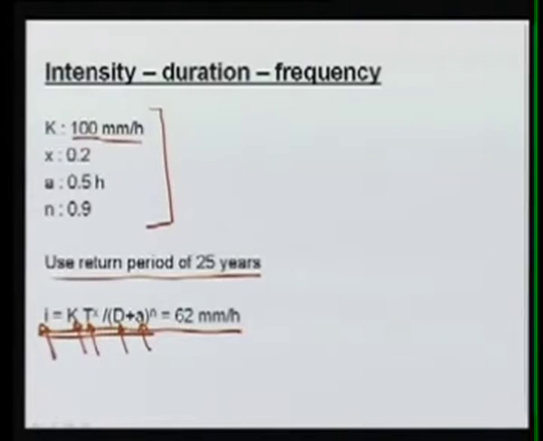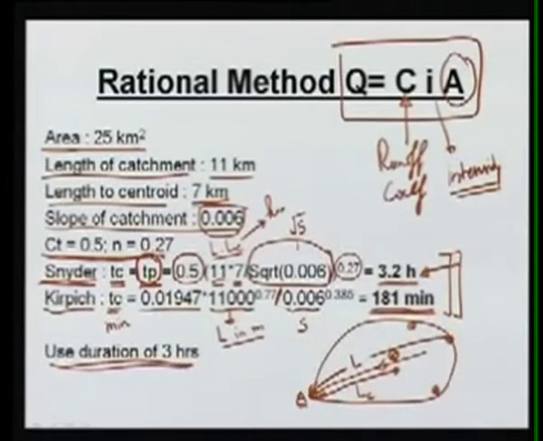So we put the value of K as 100 millimeter per hour, the exponent X as 0.2 and N as 0.9, and then A as 0.5 hours. Using D of 3 hours, we get an intensity of 62 millimeters per hour. So in the relationship Q equal to CIA, I is obtained based on the time of concentration and the catchment properties. A is given as 25 kilometers square.